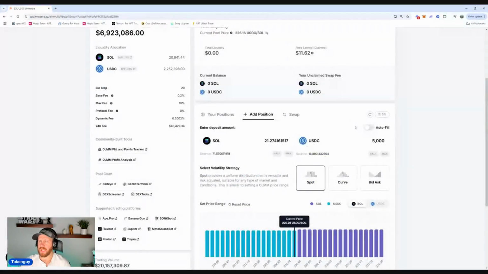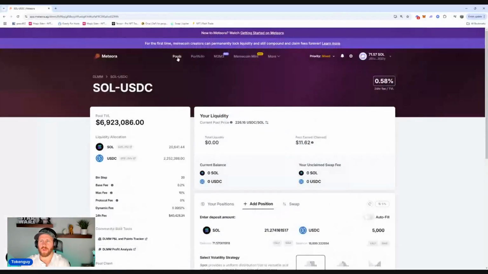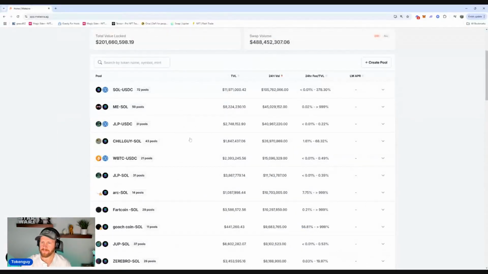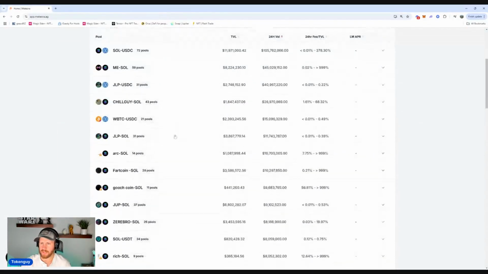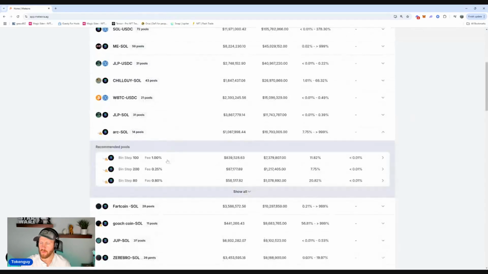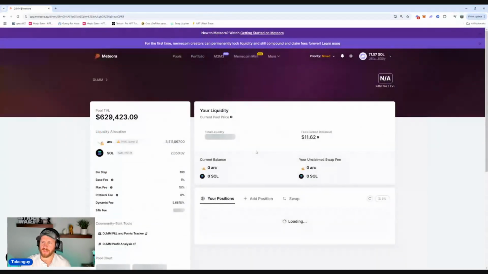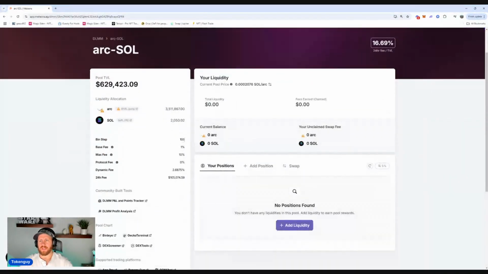Now, whenever we're looking at other coins, like meme coins or coins that are a little bit higher risk, I want to look at that as well. So let's look at ARK here. We're going to just look at this 100 bin, 1% here. In instances like this, obviously with Sol USDC, we were just on the 20 bin. But if you're looking at meme coins, you're going to want to have a higher bin step, unless we're looking at really high market cap coins.